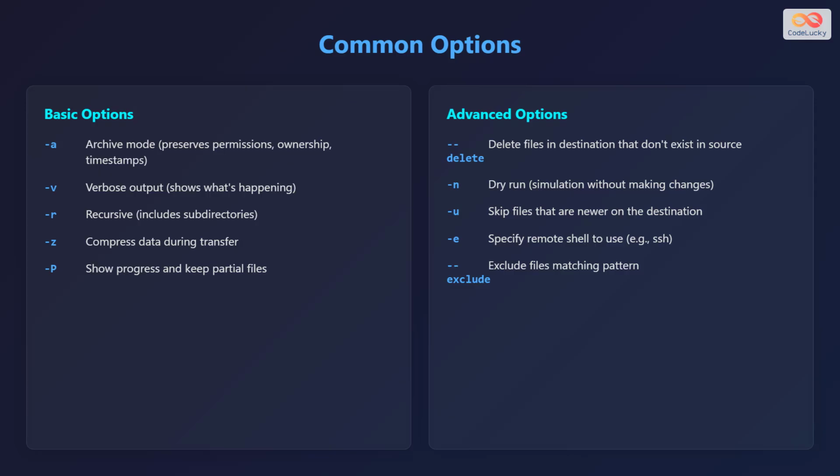Let's move to Advanced Options. --delete removes files in the destination that do not exist in the source. -n is for a dry run, simulating the transfer without making any actual changes. -u skips files that are newer on the destination. -e allows you to specify the remote shell to use, such as SSH, and --exclude allows you to exclude files matching a specific pattern.